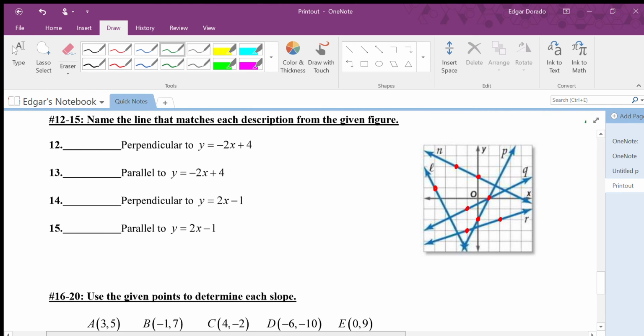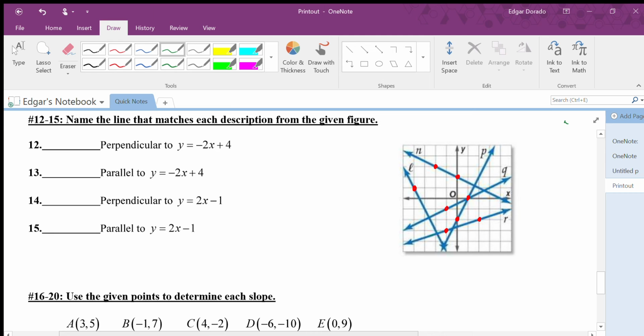Now this is going to take a little bit more work, but it actually won't be too bad. Number 12 through 15 say, name the line that matches each description from the given figure. So we're talking about perpendicular and parallel lines here. Chances are we're going to have to make use of what we just learned: opposite reciprocal slopes for perpendicular and same slopes for parallel lines. So on the side here, I'm going to find the slopes for each of these blue lines that we have on the right.